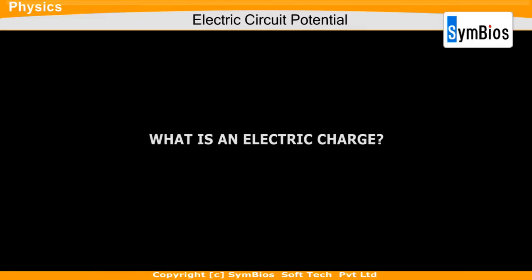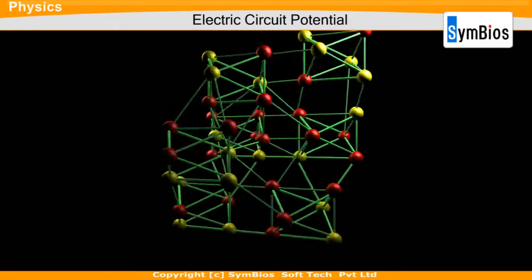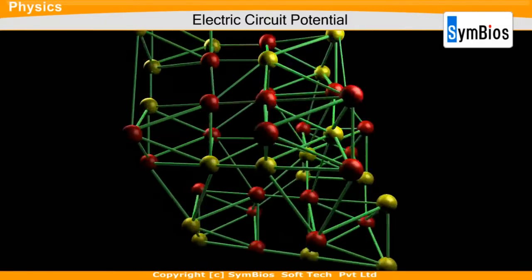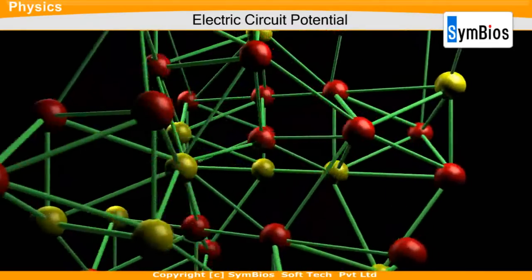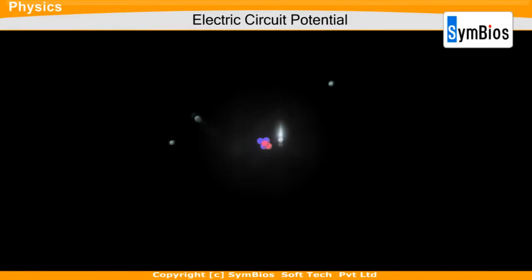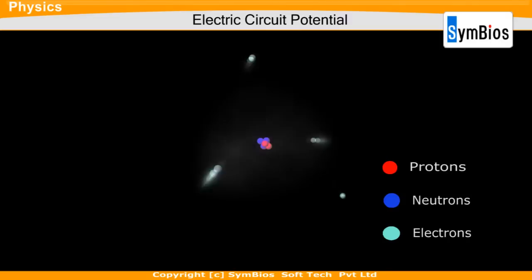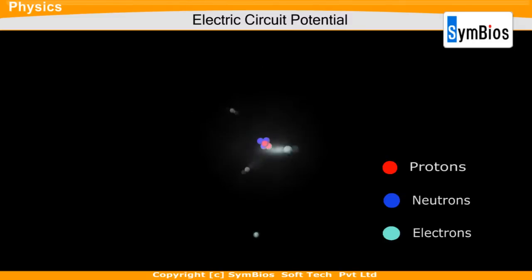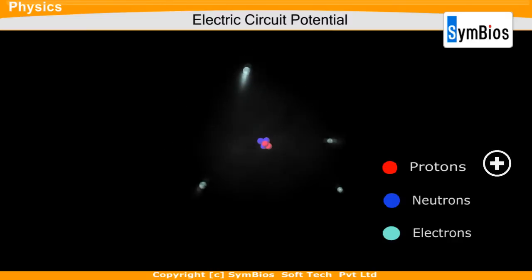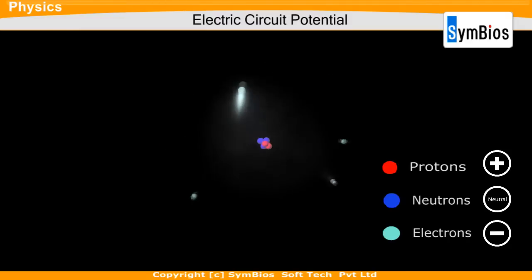What is an electric charge? Now let us look at the structure of an atom to understand this concept of electric charge better. The atoms that constitute most matter we encounter contain particles called protons, neutrons, and electrons. Protons and electrons have one unit charge, but of opposite sign. Protons have what we call a positive charge. Electrons have a negative charge. Neutrons have no charge. They are neutral.